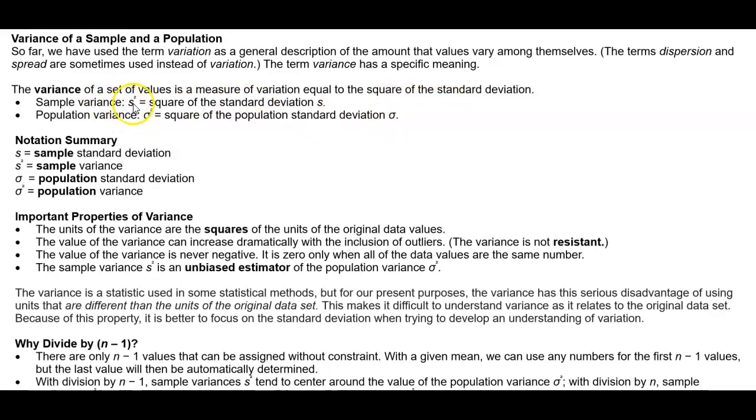So for the sample variance, what you're doing is squaring the sample standard deviation. For the population variance, you're squaring the population standard deviation. Now the notation summary: remember that lowercase s is the sample standard deviation, s squared is the sample variance. Sigma is the population standard deviation. Sigma squared is the population variance.